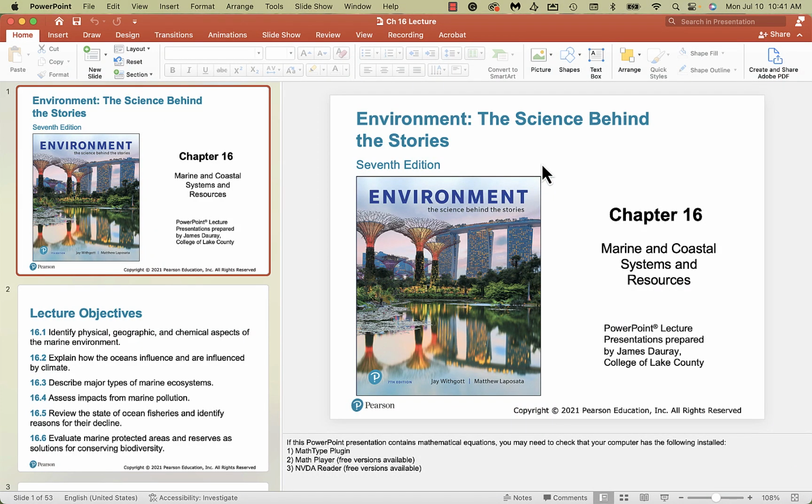Okay, so here we are at the end of Unit 4. We've talked about land use, we've talked about freshwater use, and now we're going to talk about ocean water or marine use. Marine and coastal systems and resources.